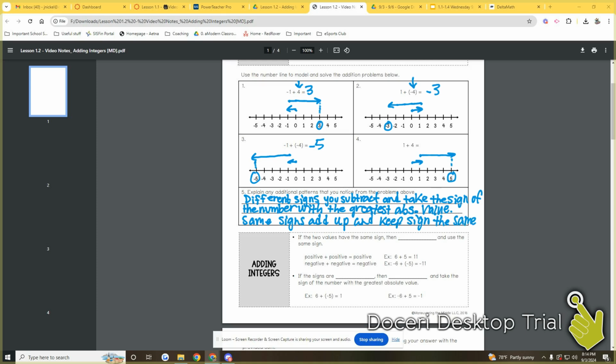Okay. So now the bottom table here kind of explains that more like a definition. It says if the two values have the same sign, then you add and use the same sign. So positive plus positive equals a positive, or a negative plus a negative equals a negative. So that's what that means. Now, if you have different signs, if the signs are different, then you subtract and you take the sign of the number with the greatest absolute value. Okay, and it gives you two more examples there.